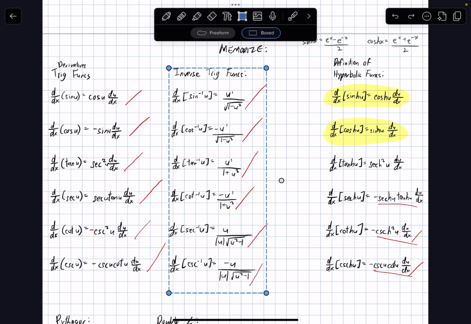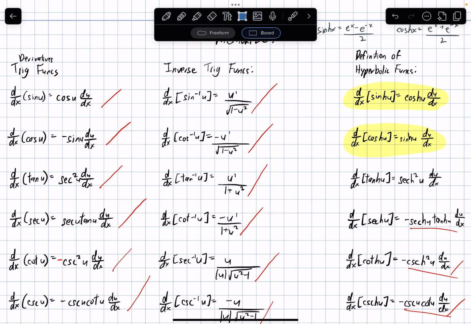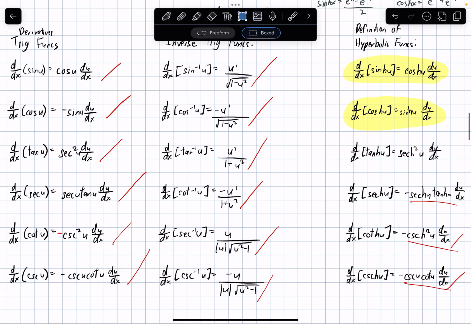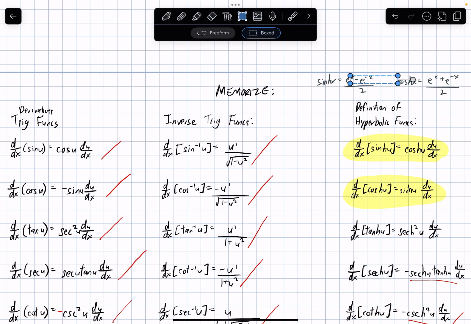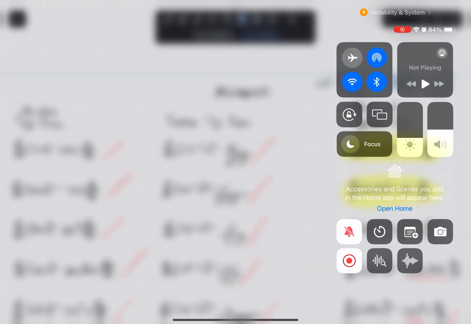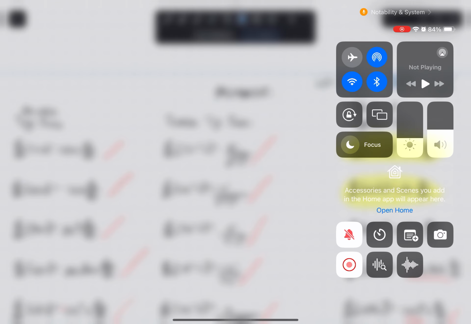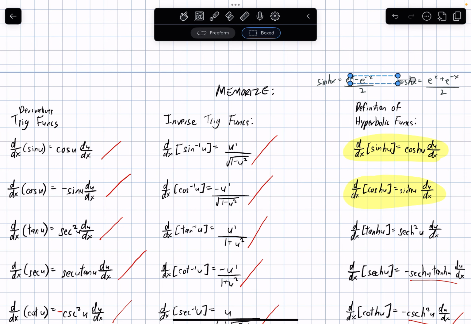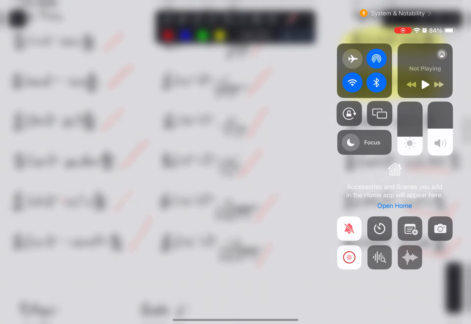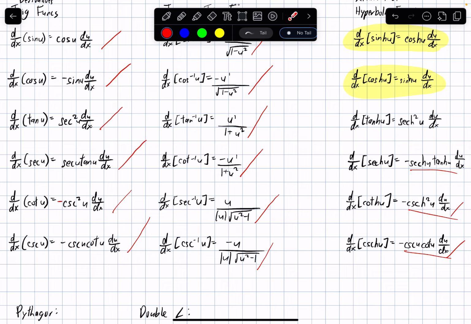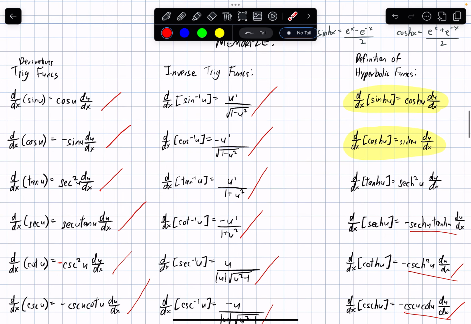Definition of hyperbolic functions. I won't discuss this anymore. Sorry, what just happened? Chat, am I still here? Anyways, I think it's still working.